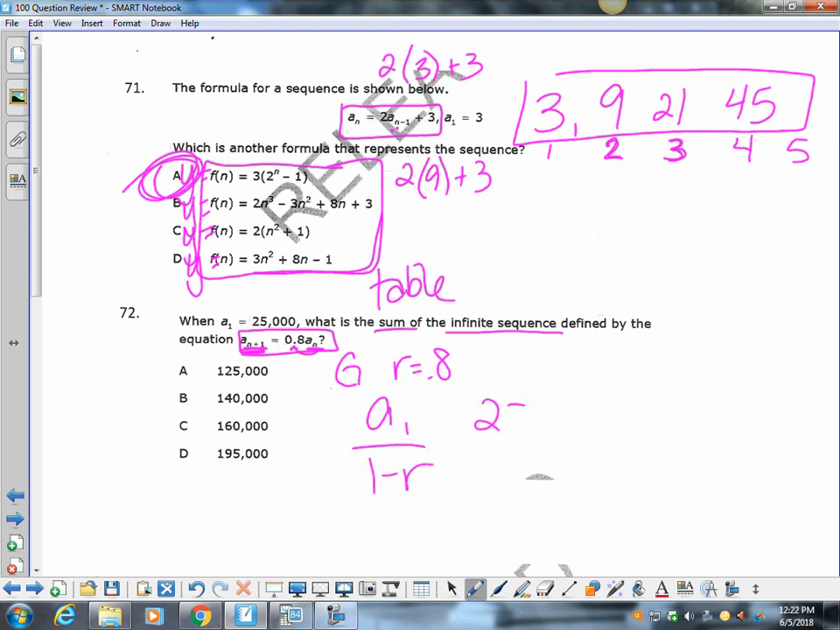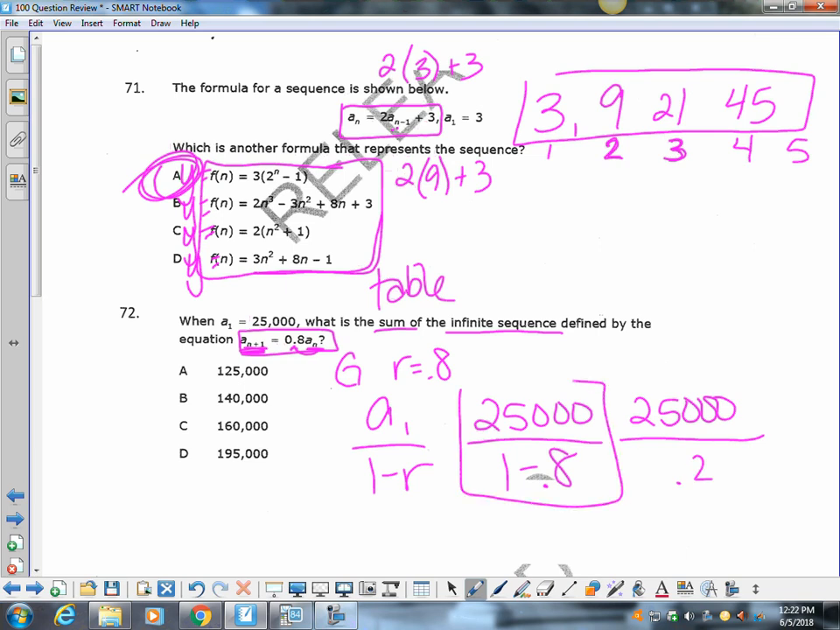So first term, and so this is going to be, if you do this in one swoop on your calculator, please make sure you put that in parentheses. And you're going to get 125,000. 72. Okay, now we're going to 80.